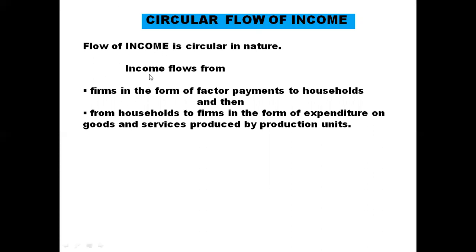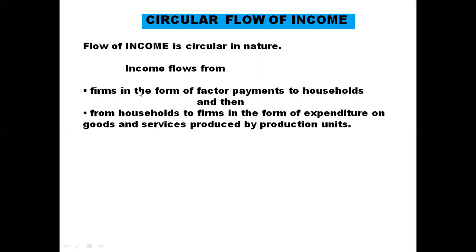Why? The first thing we see is income flows from firms in the form of factor payments to households. When the households give factor services to firms, what do the firms do? They give money, that is, they make factor payments, wages, rent, interest to the households. So households are getting money, right? So what do the households do? They spend on goods and services and they make payment to firms. So money flows to firms now in the form of expenditure on goods and services produced by production units.